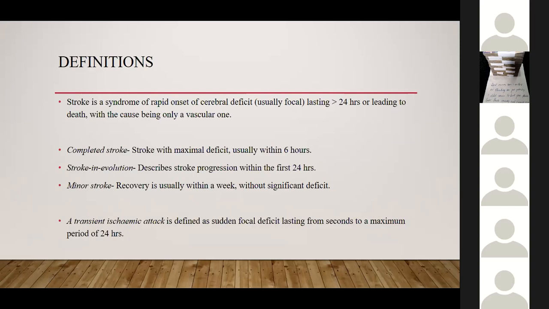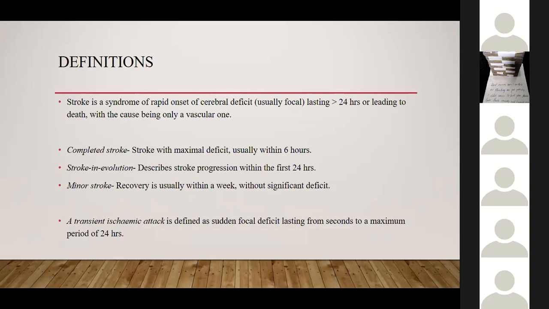So if you have a problem high up in the brain, and this is causing a neurological deficit, and it's not a vascular one, then you can't call this a stroke. The cause of the cerebral deficit should be a vascular one. And usually for you to be able to stick out your neck and say this is a stroke, you would need to wait for at least 24 hours.